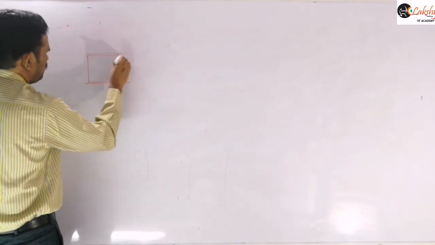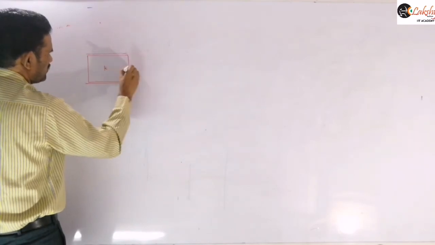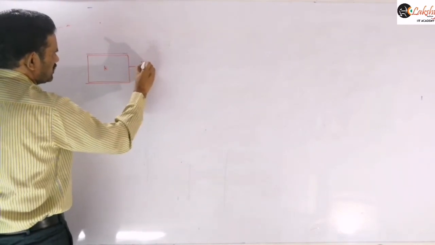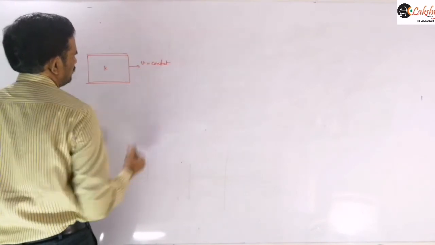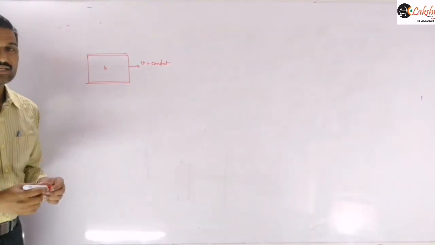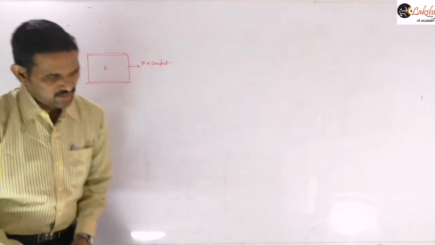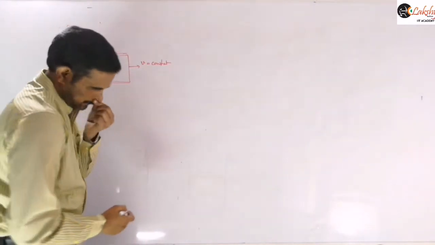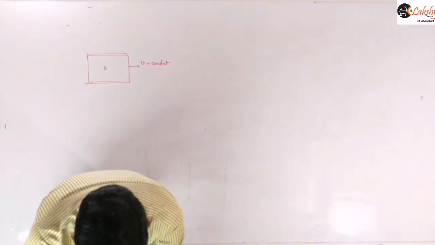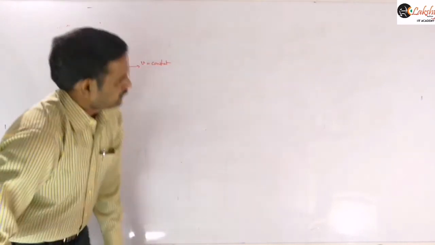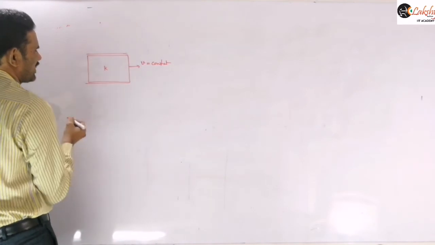So this capacitor is completely filled with a dielectric of dielectric constant K. Now it is slowly pulled out with a constant velocity, right? We need to calculate the capacitance of the capacitor at any instant of time. So this is slowly pulled out here. We need to calculate the capacitance.